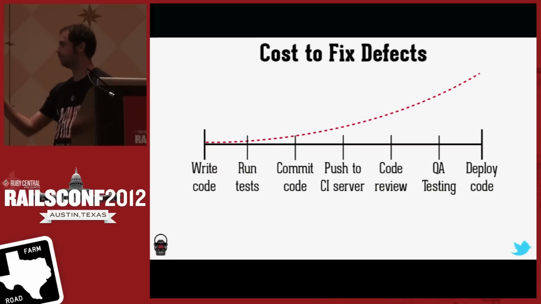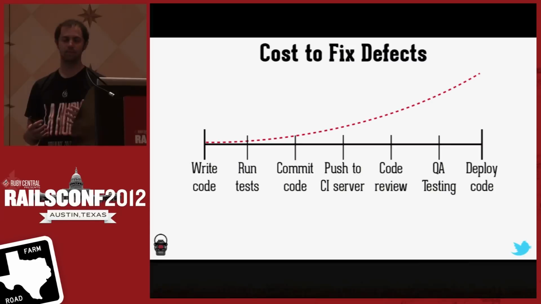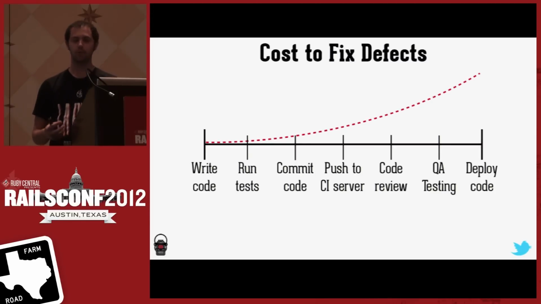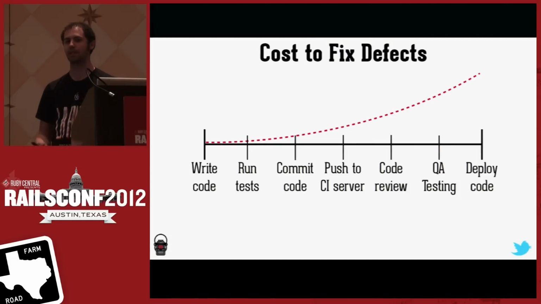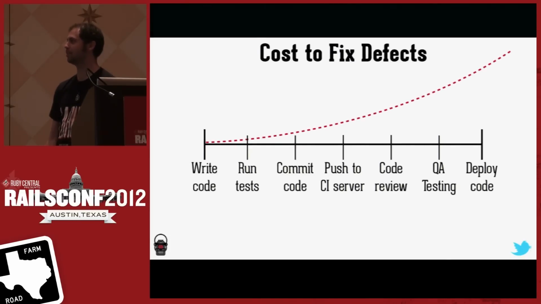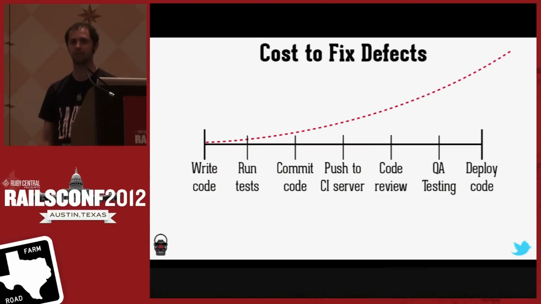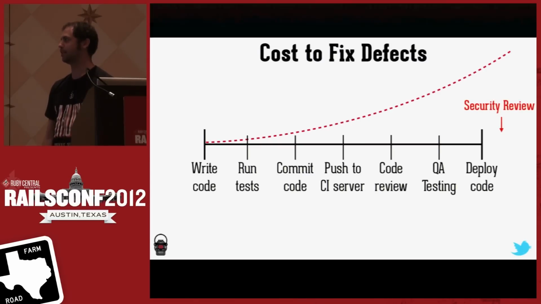So this red line is basically the total cost for fixing defects at some point in this process. So clearly, if you just type some code and you notice something's wrong, you can fix it and it's really cheap. It takes like 2 seconds. But of course, sometimes you have to fix things after code is deployed, and the cost there is even higher. So when do we do code review or security review? Usually out here somewhere.